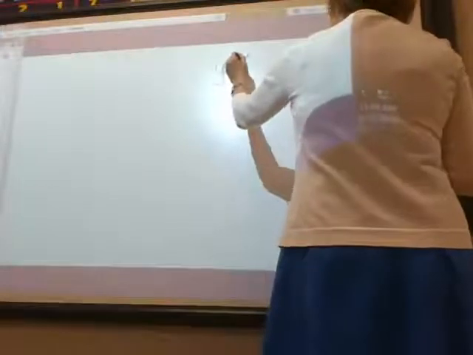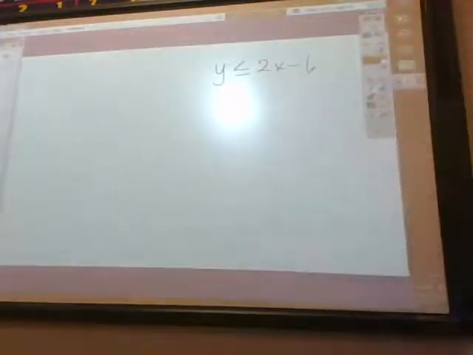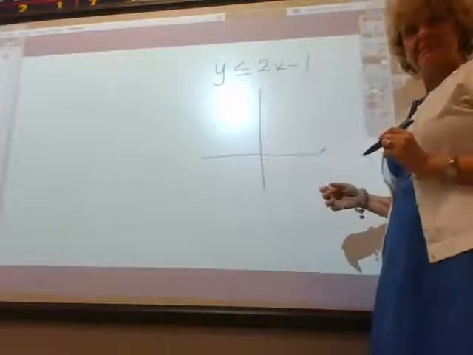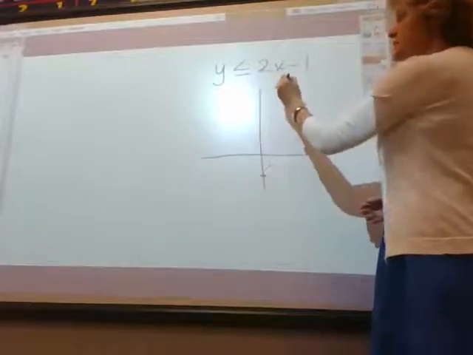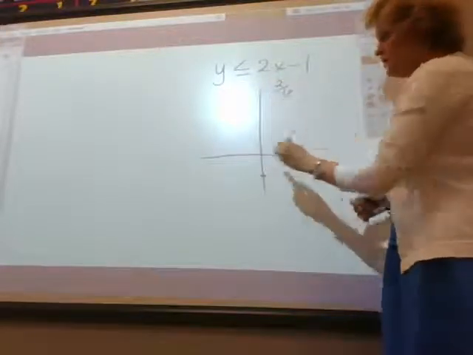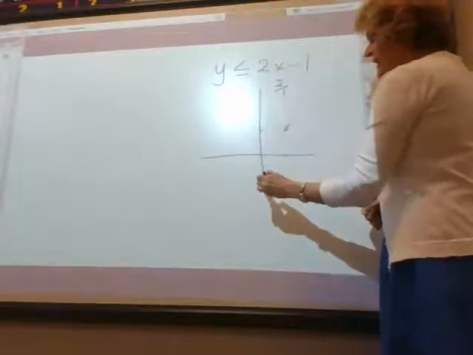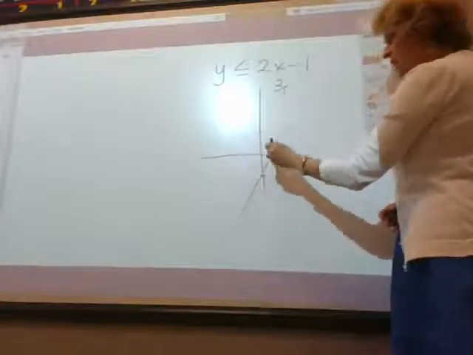Let's do y is less than or equal to 2x minus 1. Okay, so that's slope-intercept. Wonderful. We would start at -1. The slope is 2, which I think of as 2 over 1. I will go up 2 and over 1. Now this is less than or equal to, so I can do a solid line.